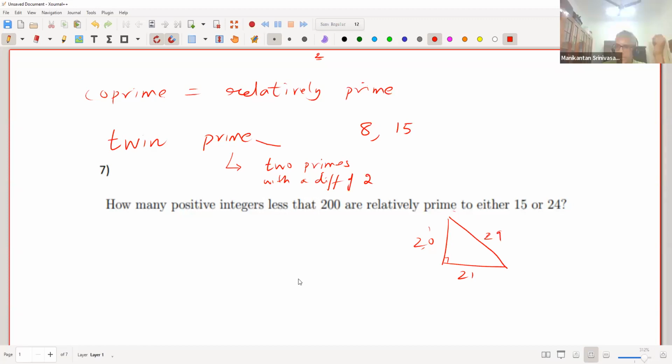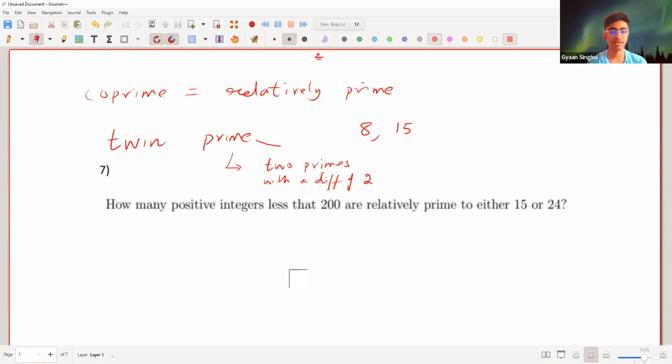Okay, all right, so let's move on. Yeah, Jan, we're able to do this one. How many positive numbers are relatively prime to either 15 or 24? So I do not know any formula, so I calculated every number. I got 96. You calculated every number, that's a lot of patience. 96, okay. So what about you? What did you get?